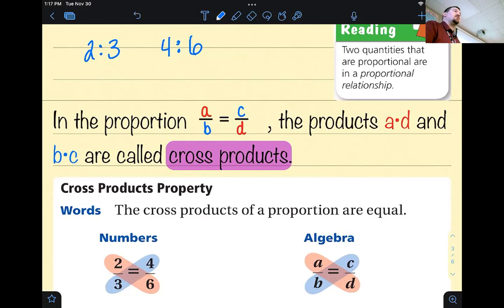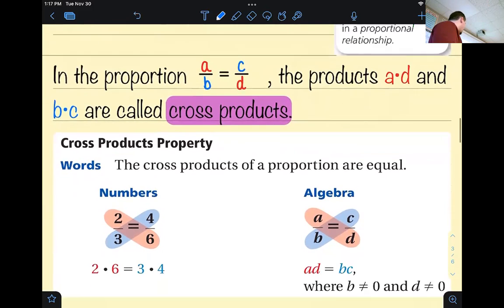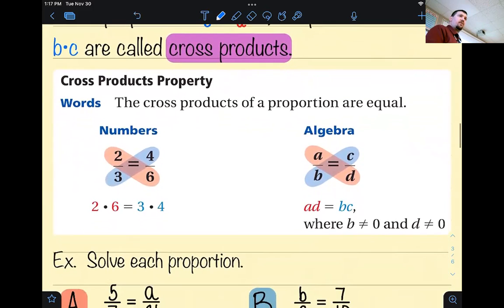So one of the sections that I'm not making you redo is the 5.2 section where you use cross products to determine if they are proportional. We're going to assume that all of ours today are, and we just have to find the missing value that makes them proportional. Okay, so we're going to use cross products today. You guys remember using cross products last year?